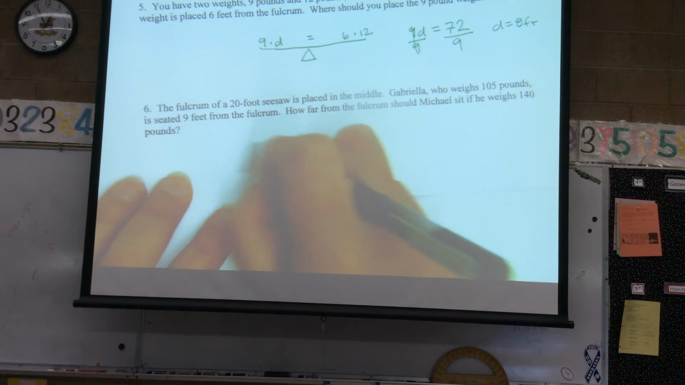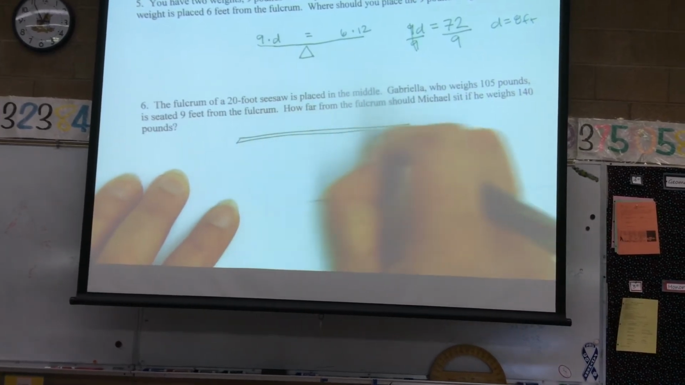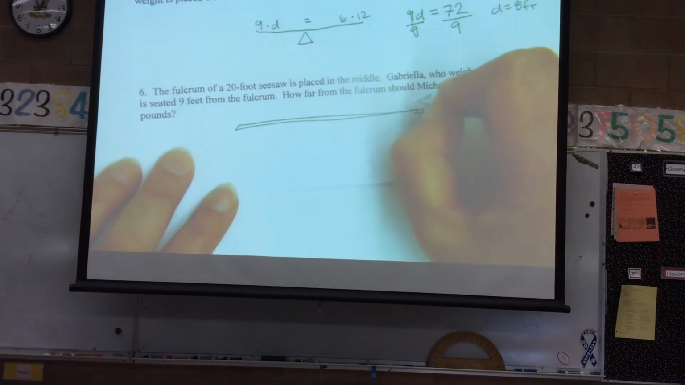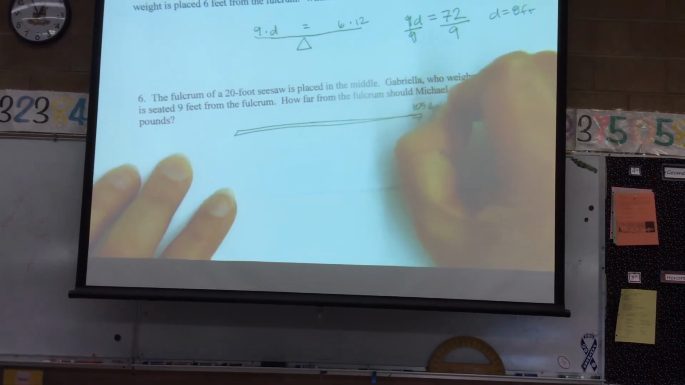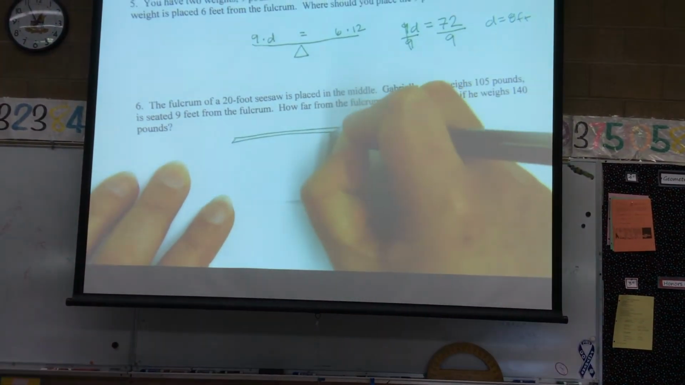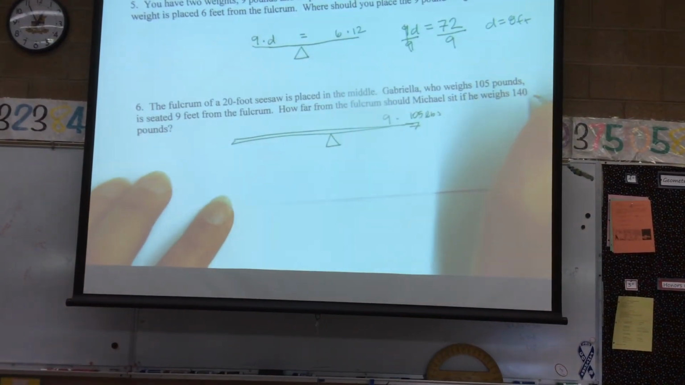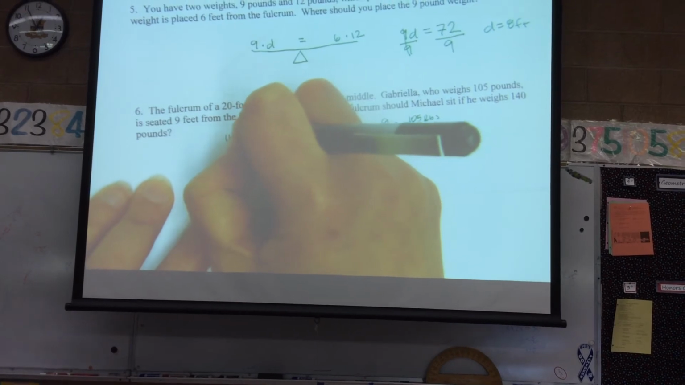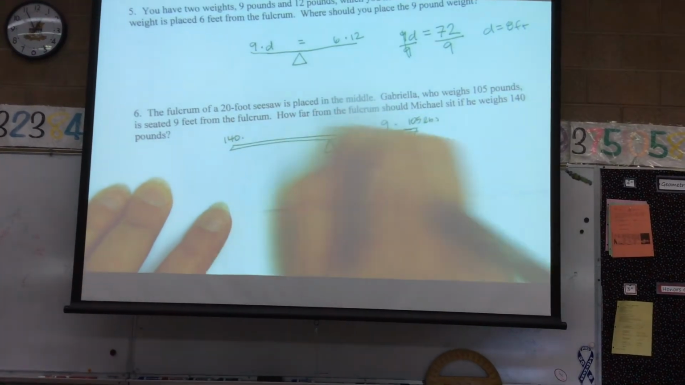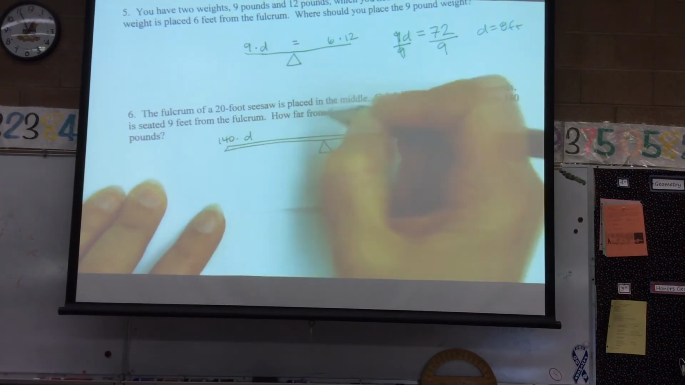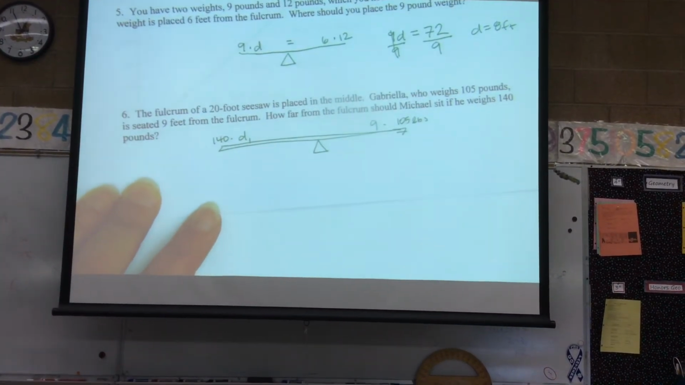If you have a 20-foot seesaw, it doesn't have to be drawn to scale, and you have Gabriella, she weighs 105 pounds, and she is 9 feet away. Michael is a little heavier. He's 140 pounds, so he's going to need less distance because she needs to leverage his weight. But we don't know what his distance is, so let's use D.